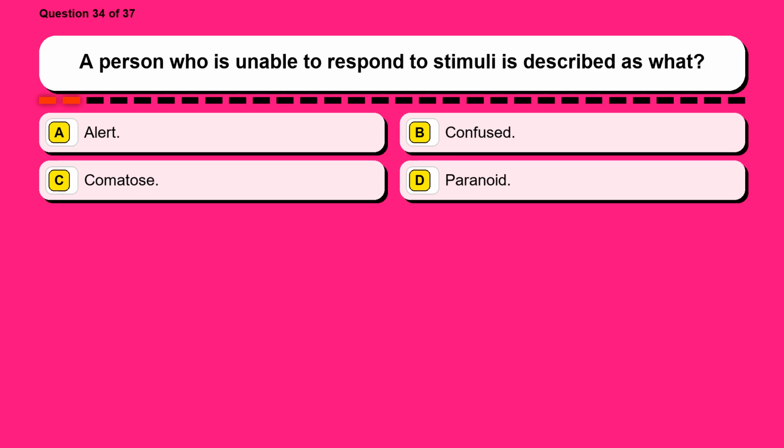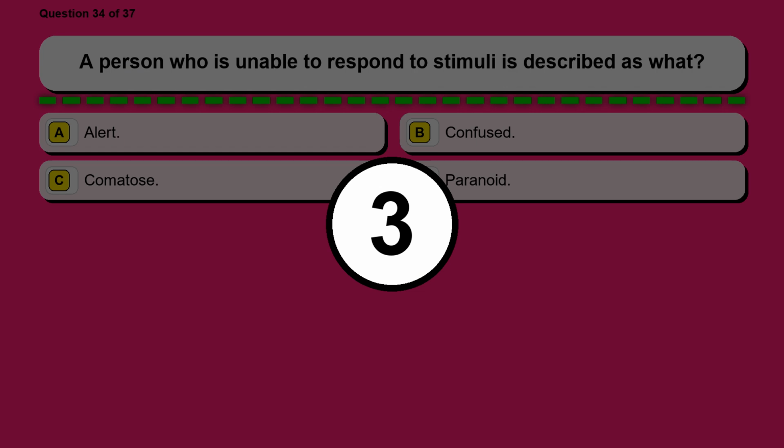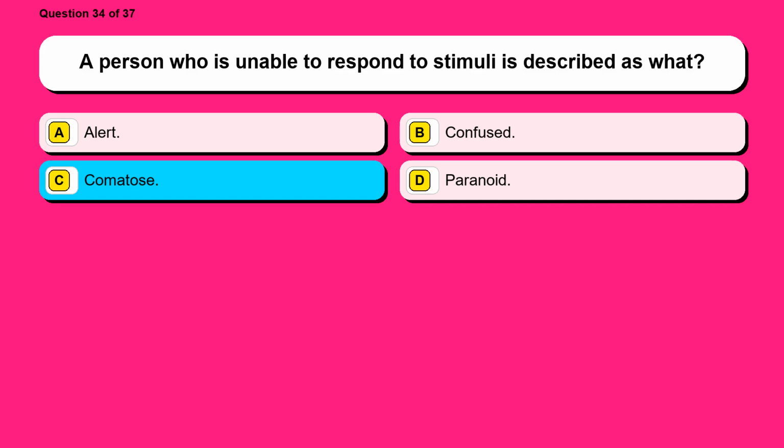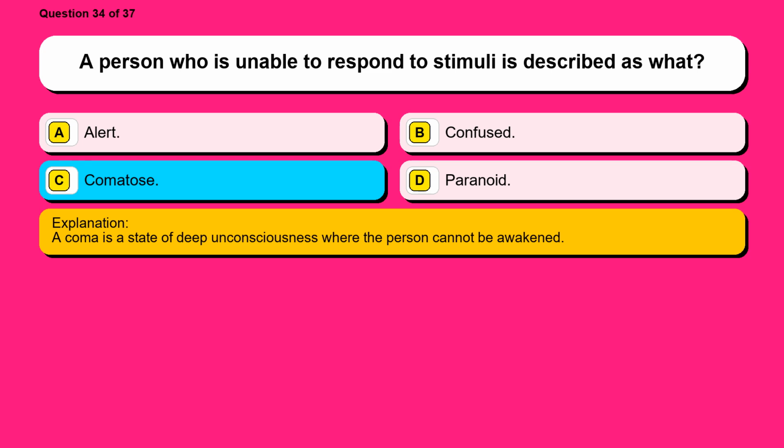Question 34. A person who is unable to respond to stimuli is described as what? Option A, alert. Option B, confused. Option C, comatose. Option D, paranoid. The correct answer is option C, comatose. A coma is a state of deep unconsciousness where the person cannot be awakened.